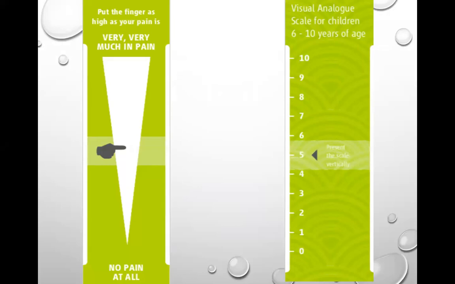These are other tools which are also readily available and can be used. The one on the left is where you can ask the child to point to the intensity, where up is very, very much in pain and down is no pain at all. And this is for the number again.